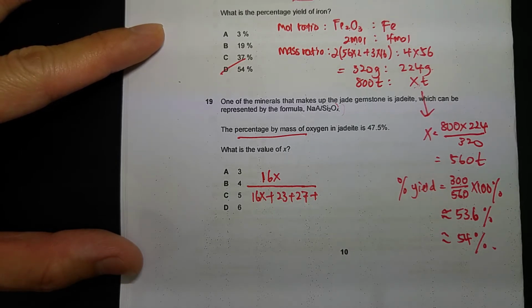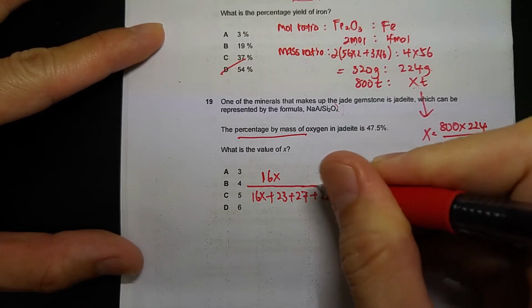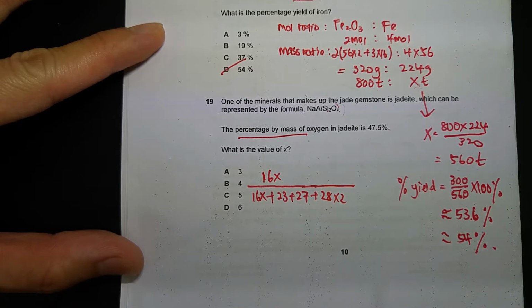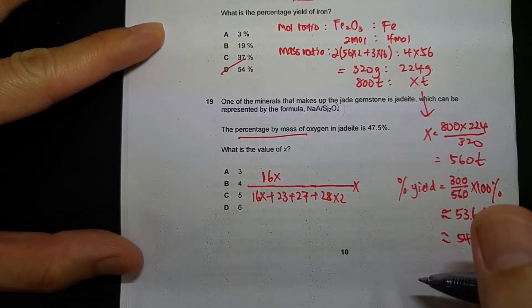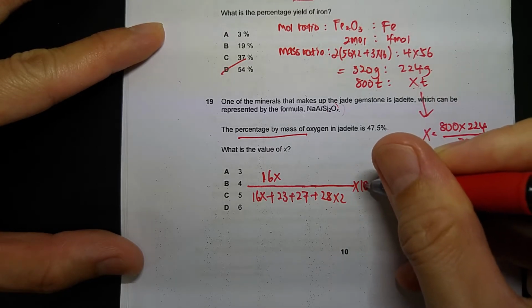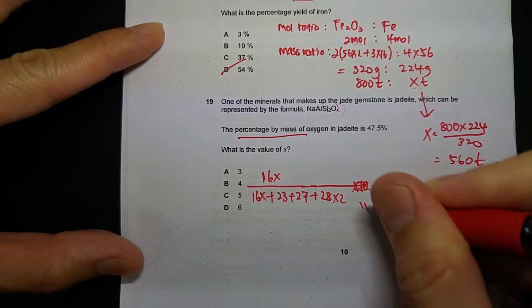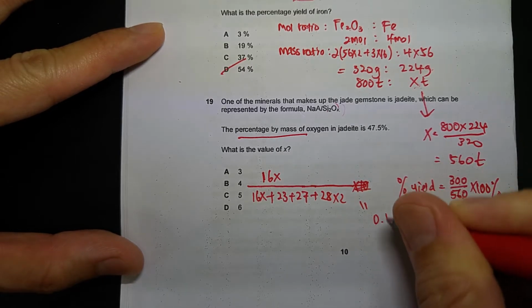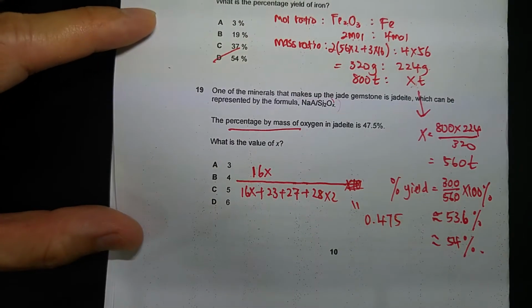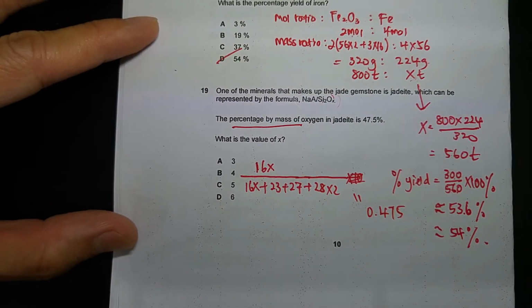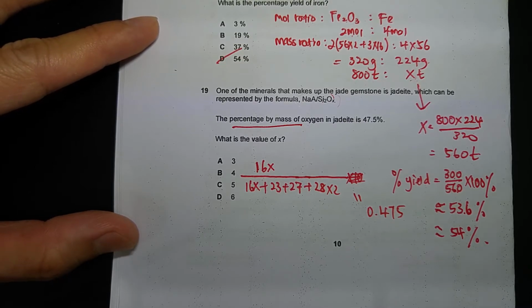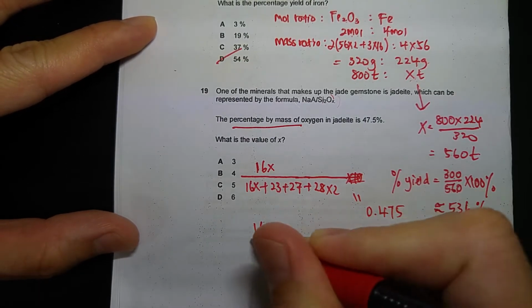Okay, I think I made a mistake here. 28, and then times 2, because there are 2 silicon atoms. And then this whole thing times 100%. Okay, actually no need. This one equals 0.475, because 47.5% is actually 0.475. So if you work it out, you get 16x.